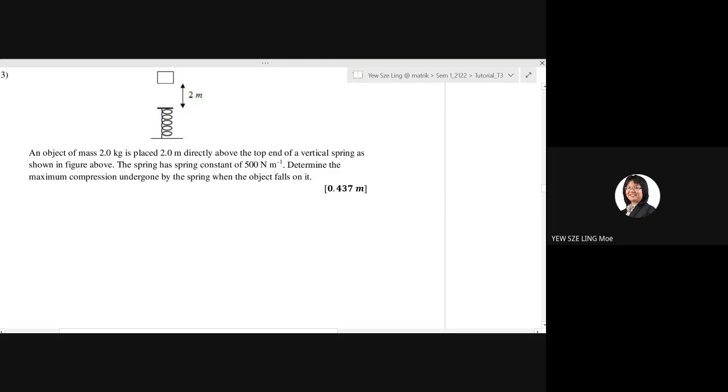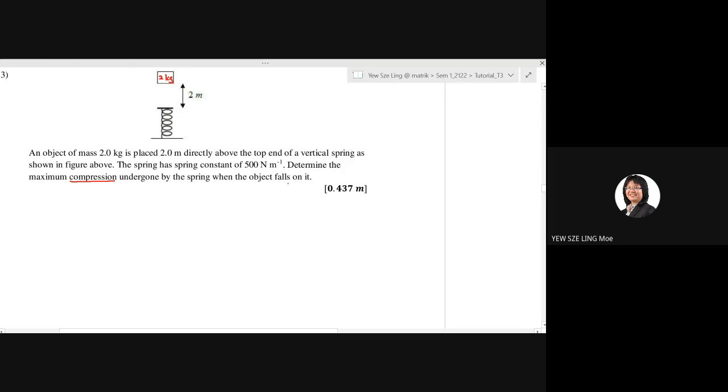So what does the question tell us? According to the question, an object of mass 2 kg, so you have a 2 kg mass here, is placed 2 meters directly above the top end of a vertical spring, as shown in the figure above. The spring comes with a spring constant of 500 Newton per meter. Determine the maximum compression undergone by the spring when the object falls on it.